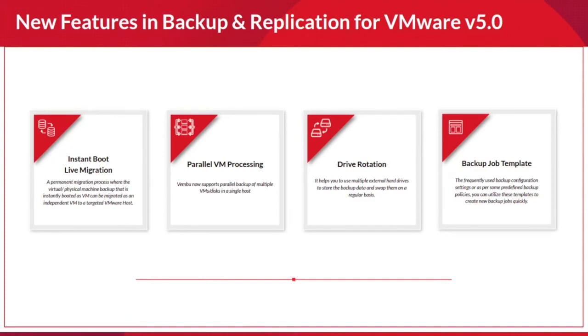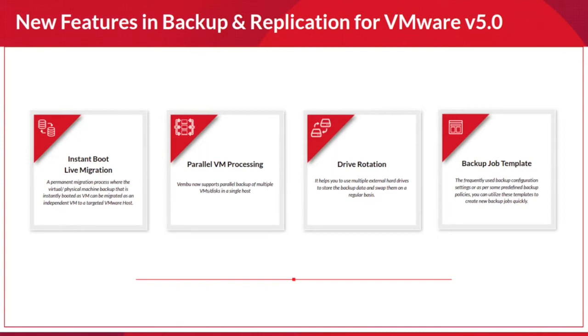And we have parallel VM processing. Until 4.0, we had parallel backup jobs, so if you have multiple backup jobs, they can run in parallel. In addition to this, from this version you can also run multiple VMs or disks inside a backup job in parallel.